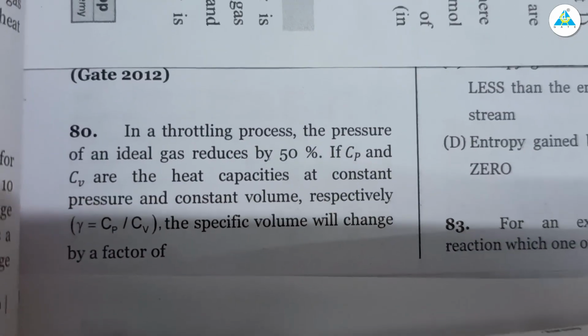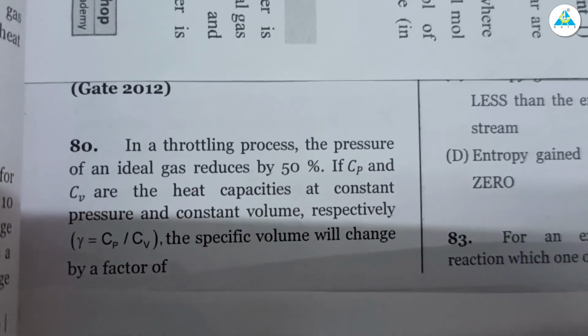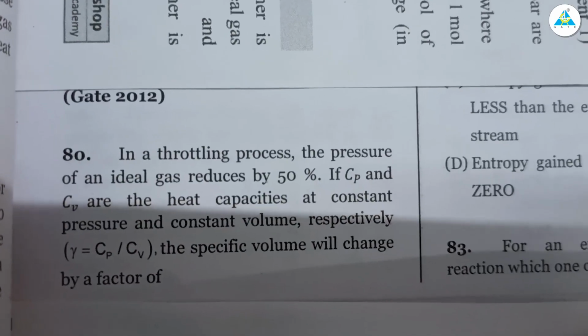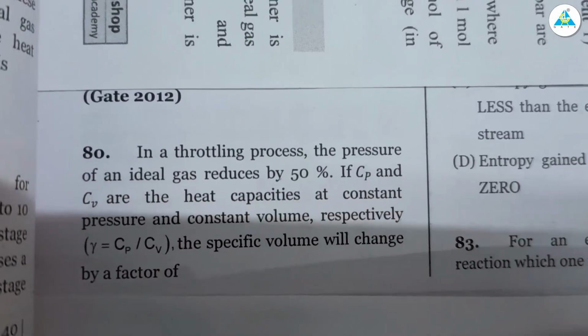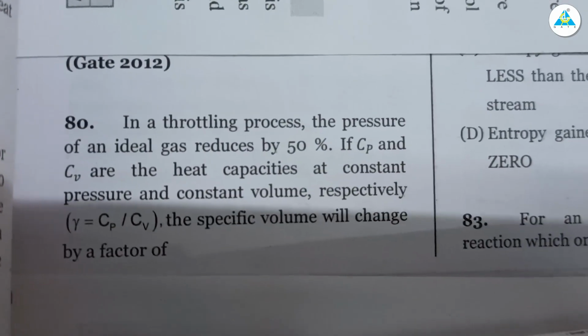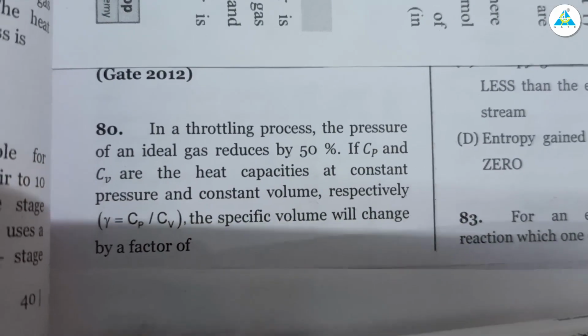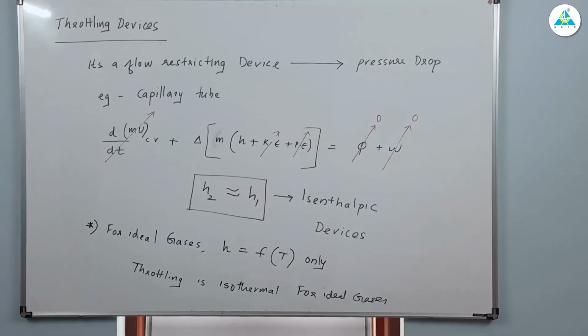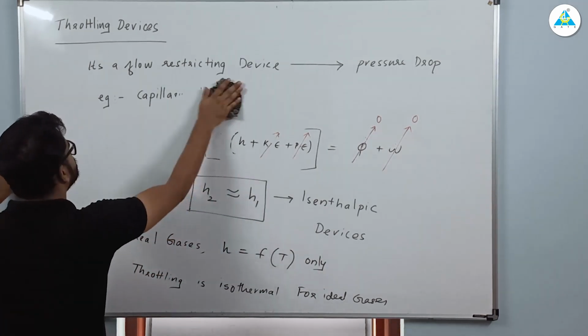The options I will write on the board, then we will solve. Once again I will read the question. In the throttling process, the pressure of an ideal gas reduces by 50%. If Cp and Cv are the heat capacities at constant pressure and constant volume, the specific volume will change by a factor of. Options I will write on the board. Clear? I hope you have seen the question. So let me write the options on the board.